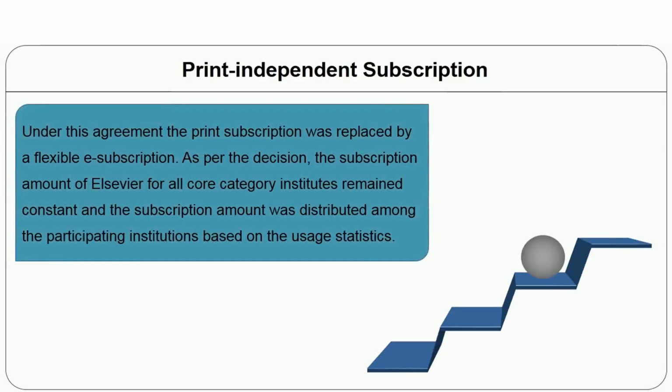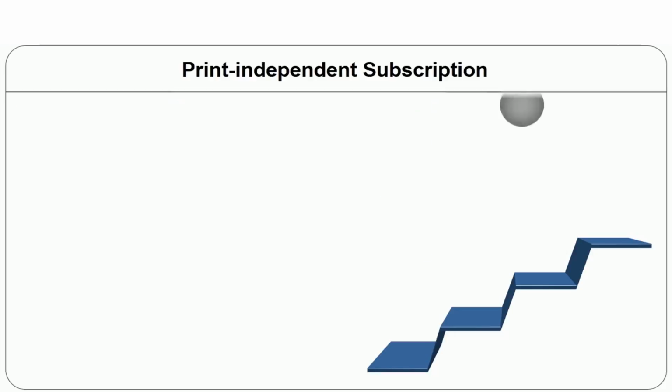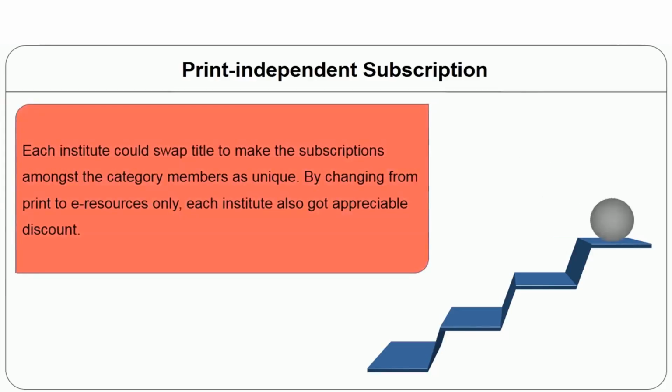Under this agreement, the print subscription was replaced by a flexible e-subscription. As per the decision, the subscription amount of Elsevier for all the core category institutions remained constant and the subscription amount was distributed among the participating institutions based on the usage statistics. Each institute could swap titles to make the subscription among the category members unique. By changing from print to electronic resources only, each institute also got an appreciable discount.